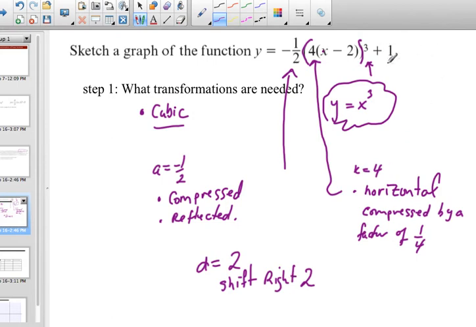And our last number here being a 1, this is our C value, that's a 1, and it's outside that calculation. This corresponds to a shift upwards by 1, and it's up because it's positive. Okay, so those are all the words we're going to use, and these are the transformations. Here's how we're going to set this up.